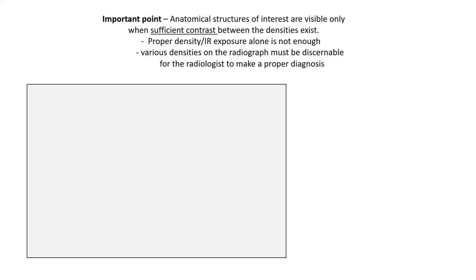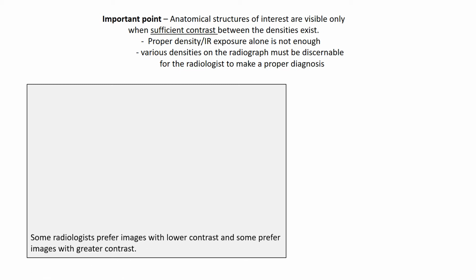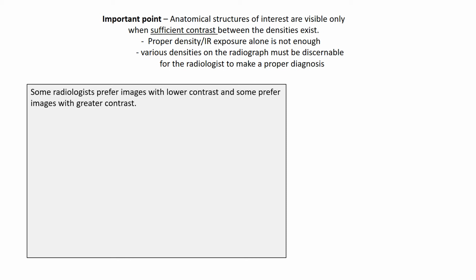An important point to note is anatomical structures of interest are visible only when sufficient contrast between the densities exists. Proper density, IR exposure alone is not enough. You've got to see the differences. So various densities on the radiograph must be discernible for the radiologist to make a proper diagnosis. Some radiologists prefer images with lower contrast. Some prefer images with greater contrast.